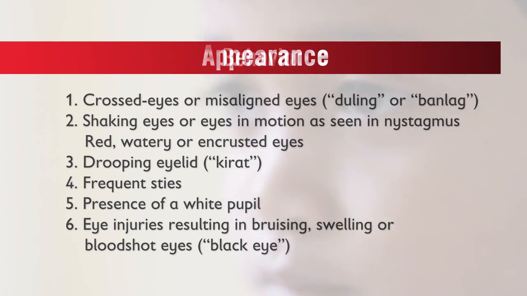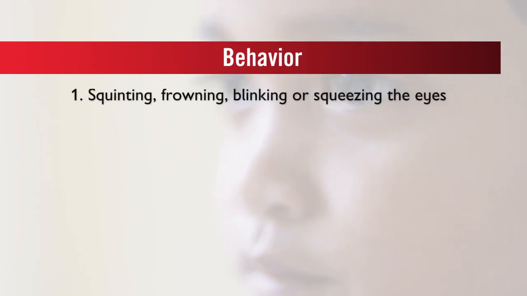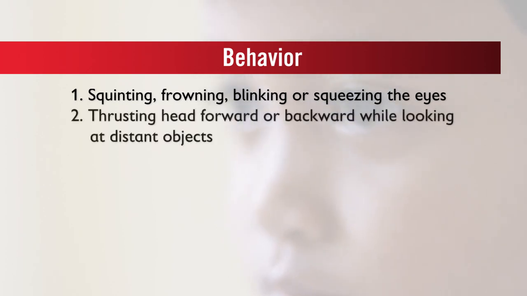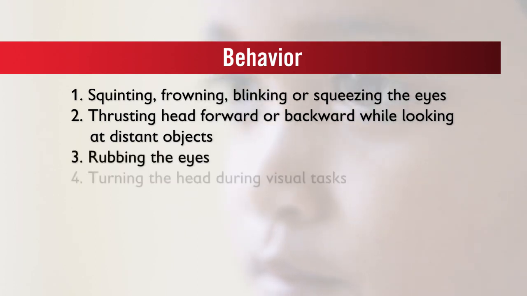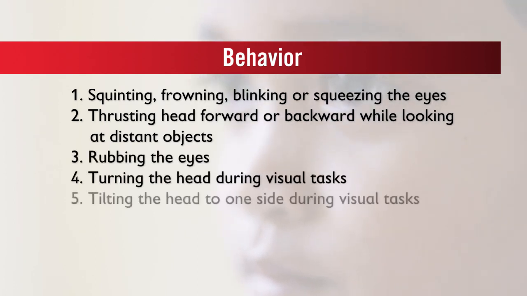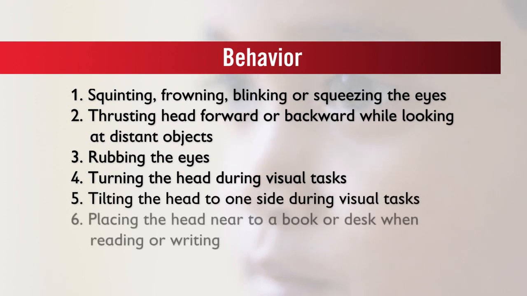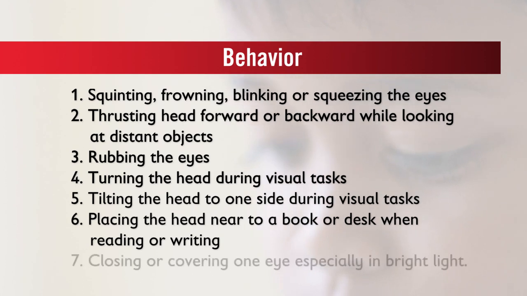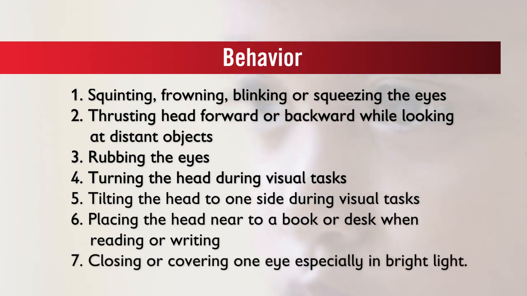Note also if the child is squinting, frowning, blinking or squeezing the eyes, thrusting his or her head forward or backward while looking at distant objects, rubbing their eyes, turning and tilting the head to one side during visual tasks, placing the head near to a book or desk when reading or writing, and closing or covering one eye, especially in bright light, must also be observed.